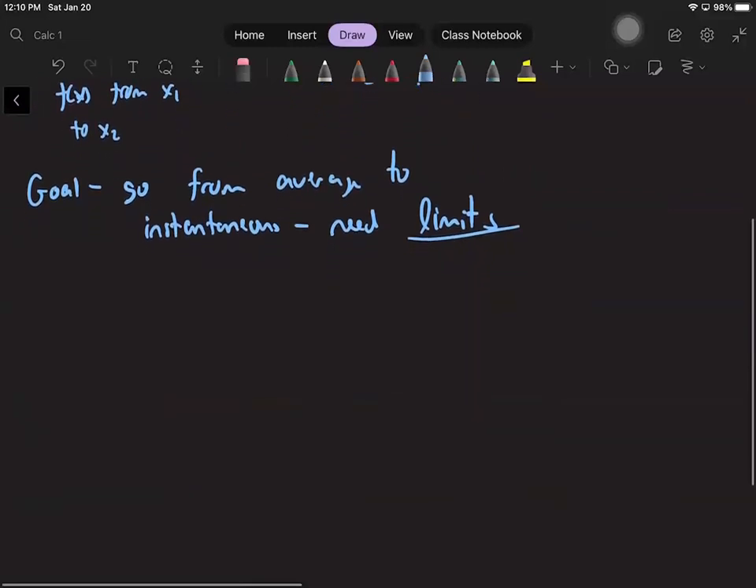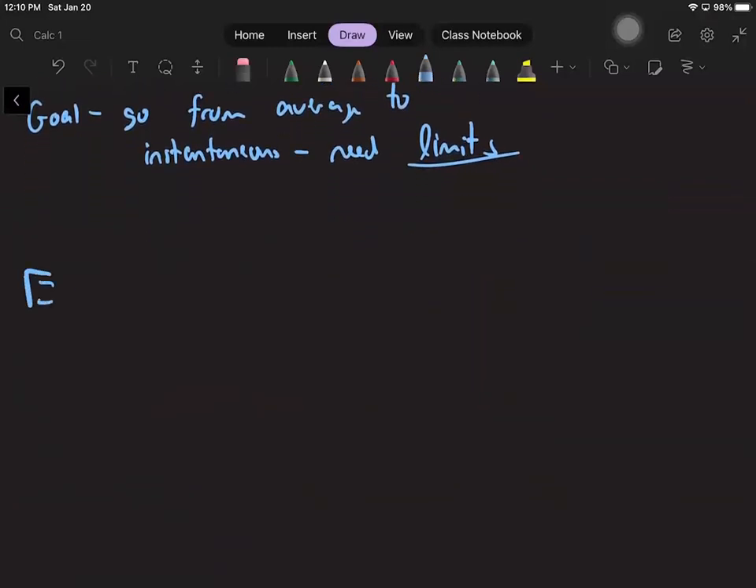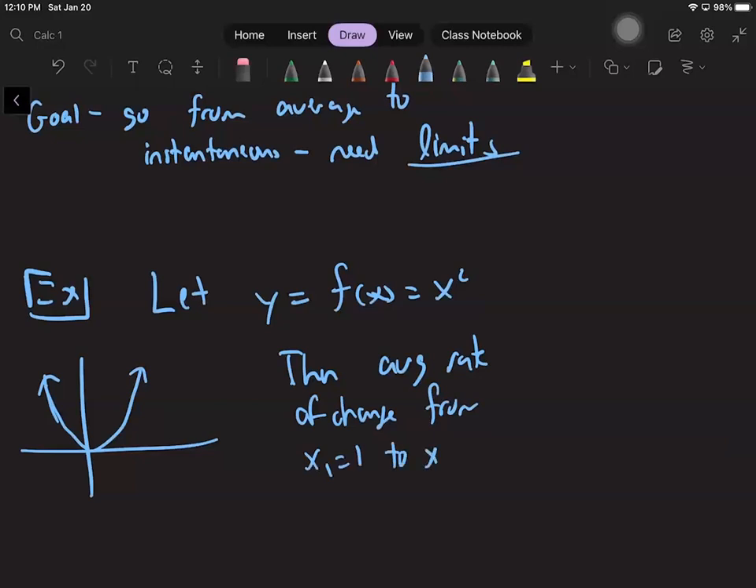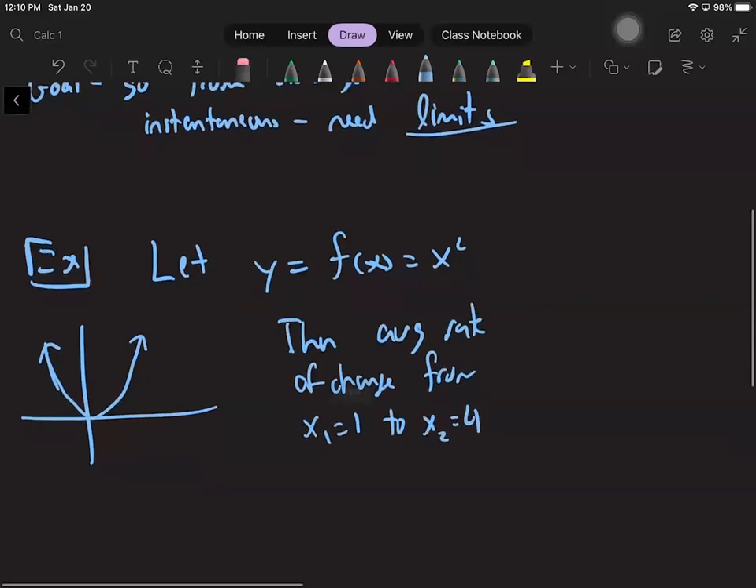where we calculate average rate of change a couple times for the same function. So it's going to be x squared, just to start with something not so difficult. And remember, it looks like this. It's a little parabola. So let's figure out the average rate of change from 1 to 4 first.